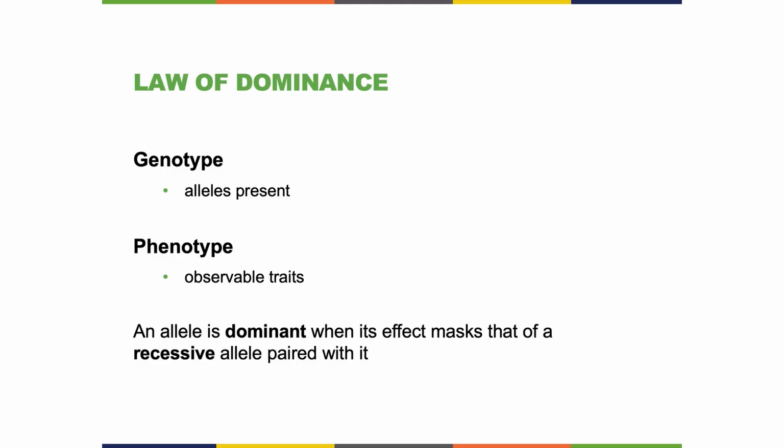The law of dominance tells us that of the two alleles, if one of them is dominant, it means that when you have one of them in a heterozygous situation, the dominant phenotype is what you're going to see. The phenotype is the observable trait. The genotype is the combination of alleles that are there. So homozygous dominant is a genotype. Purple flowers was the phenotype. Okay, and dominant masks the recessive when you're heterozygous.